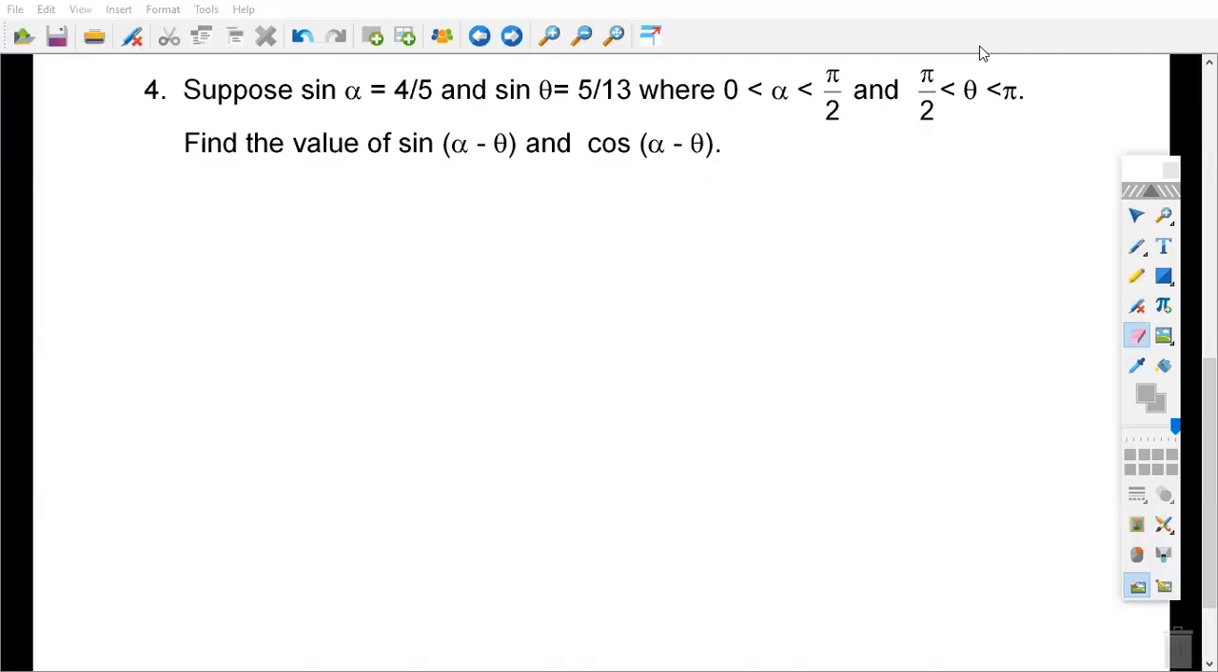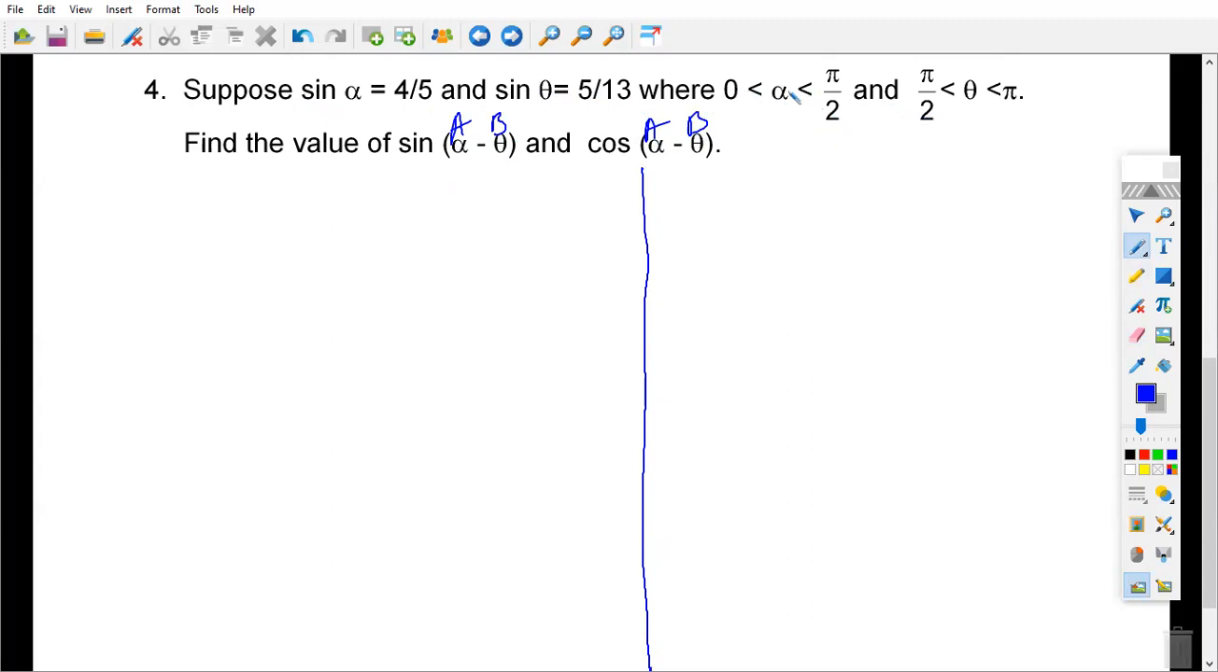All right, number 4. On number 4, we're doing a little bit different. This time they're giving us the value of the sine of our 2 angles. The only difference here is that we have alpha and theta, but this is still A, this is still B, right? Do we see that? Okay, here it tells us our restrictions for our A and our B.